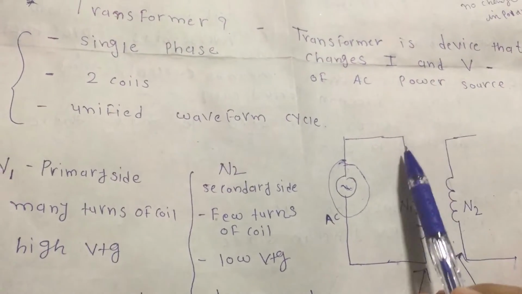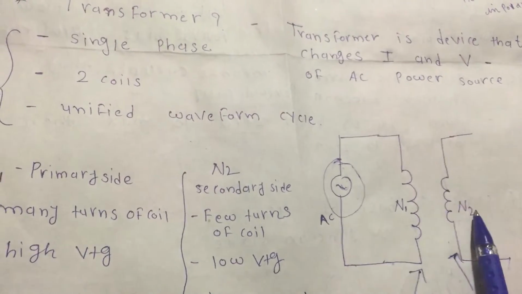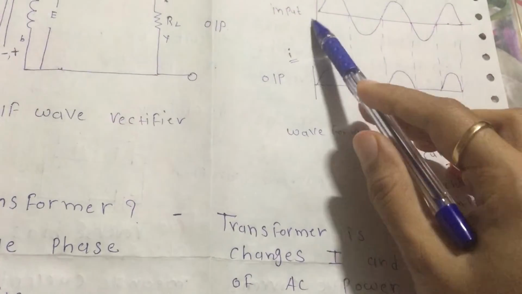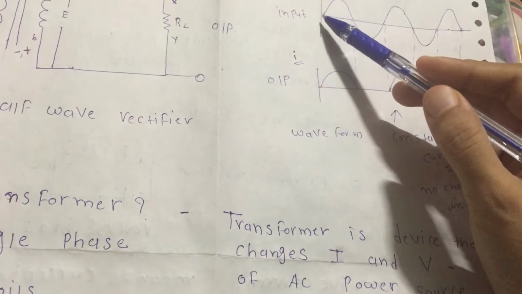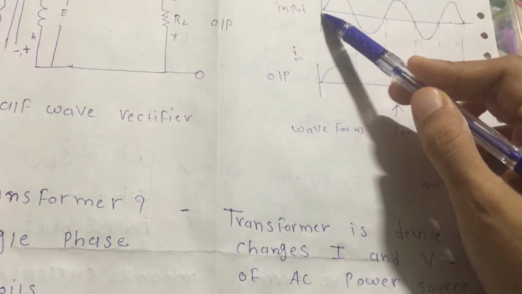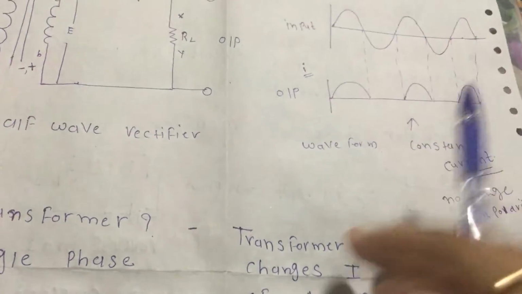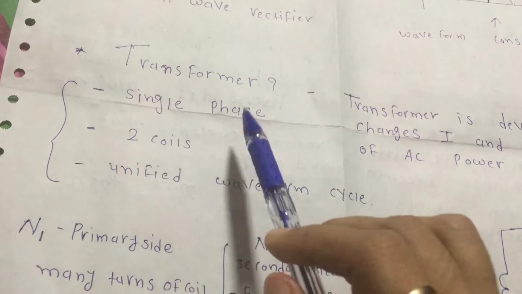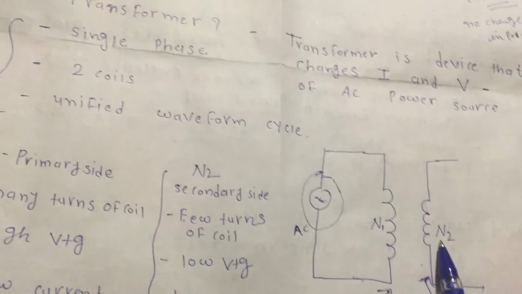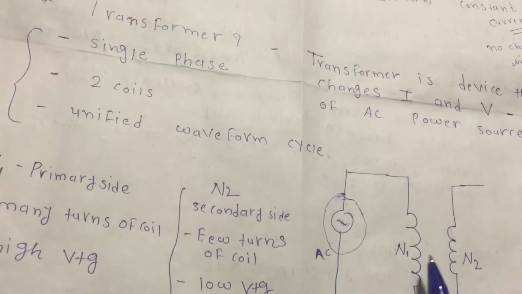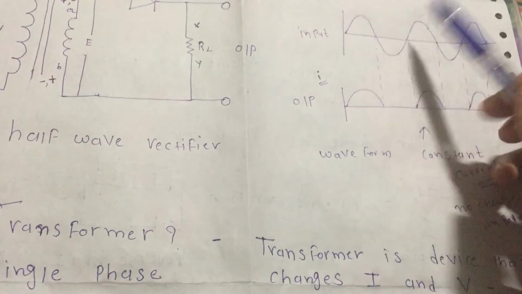Single phase means a single waveform. We only get one waveform, and no other waveform starts here. That's why it's called a single phase transformer, and there are only two coils. If there is a three phase transformer, there are three coils and we get three waveforms, not only one.